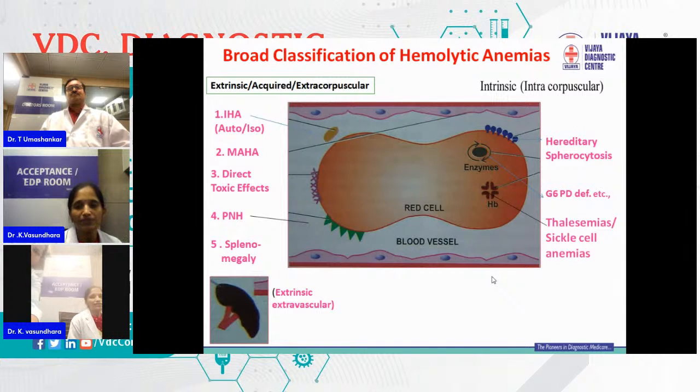And other is thalassemia and sickle cell anemia. Thalassemia is a quantitative defect in the hemoglobin, and sickle cell anemia is a genetic mutation where glutamic acid is replaced by valine. As a result, it causes sickle cell hemoglobin. This sickle cell hemoglobin undergoes polymerization when exposed to low oxygen tension or deoxygenation. This polymerization of the sickle hemoglobin distorts the shape of the RBCs, causing entrapment in the spleen and destruction.